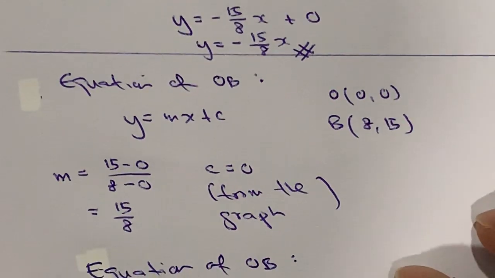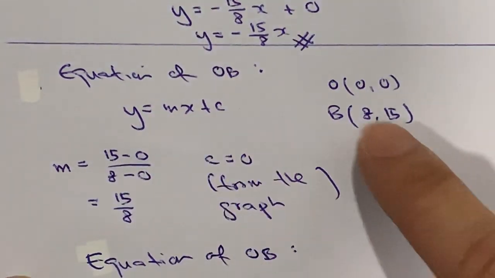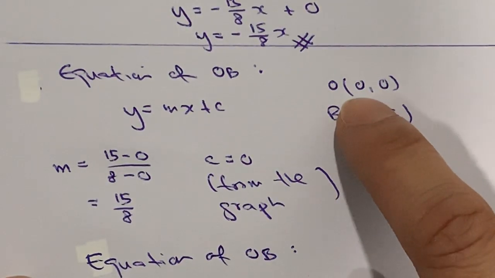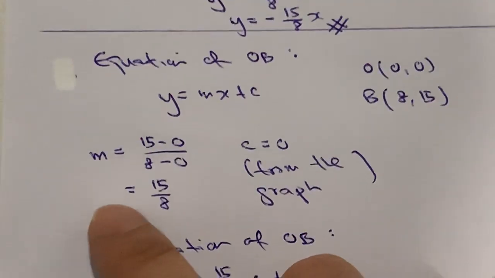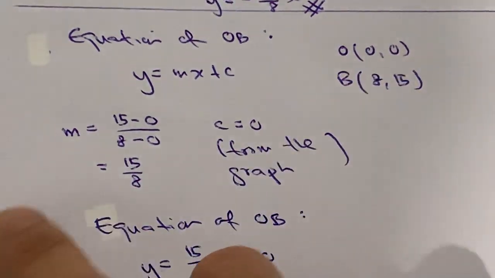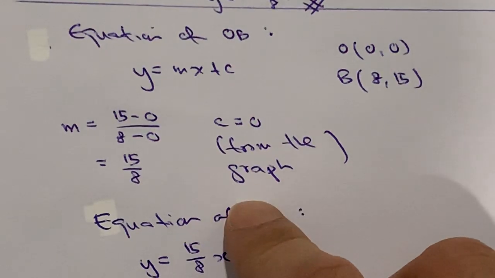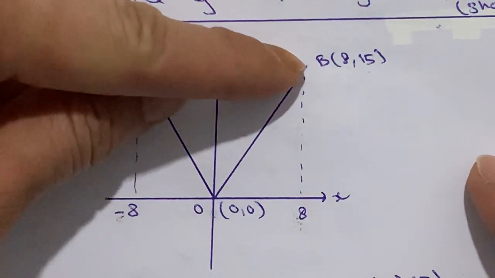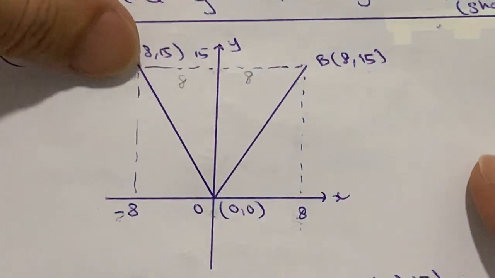Next, to find the equation of OB will be the same method. It's a straight line, y equals mx plus c. So these are the two coordinates. You can write it on the right, O as 0, 0 and B as 8, 15. So you can find the value of the gradient. That will be 15 minus 0 over 8 minus 0, and you will get 15 over 8. So c again will be equal to 0 from the graph. So this is OB, so you can see it's a straight line cutting at 0. So the c will be 0.